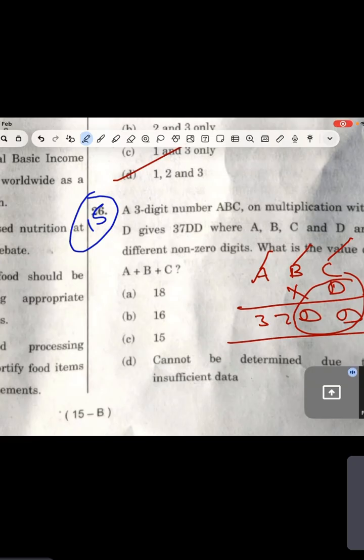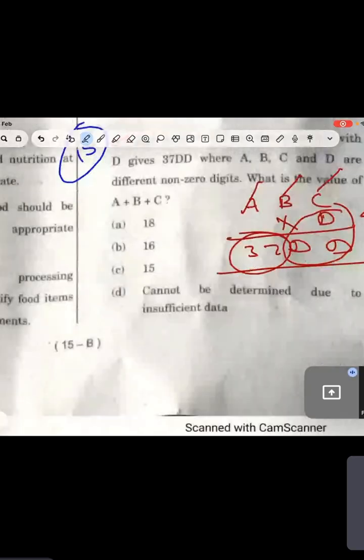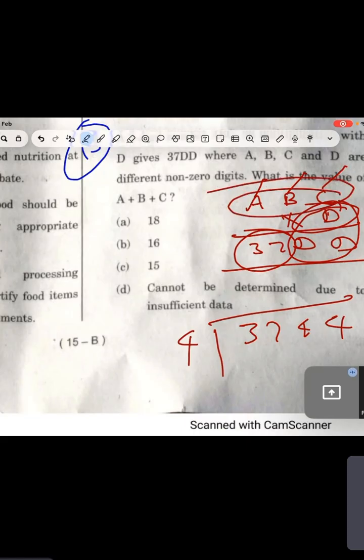If you have brain, use that brain. So guys, I cannot take a value of D less than 3 because there's a 37. So definitely D value is 4. So if I take the value of D as 4, the product will be 3744. Now this is the dividend, so divide by the divisor. So you will get 936. So 936 means A, B, C. Add them: 9, 9, 3, 12, 12, 6, 18.